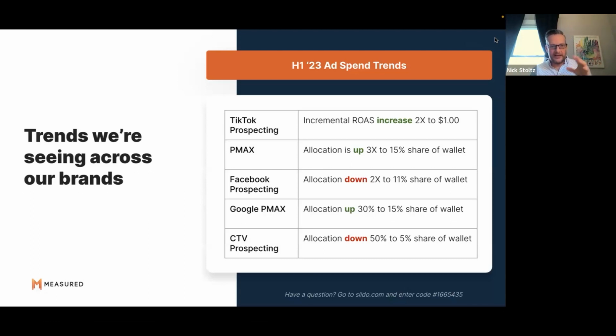I mean, the other one that everybody always asks about is TikTok. Like you'll note here, I do think it lags on incremental performance, like incremental ROAS, compared to say Facebook, but it is improving and it's improving quickly. And I think what we see is brands are investing ahead of the curve with an expectation of where it's going.